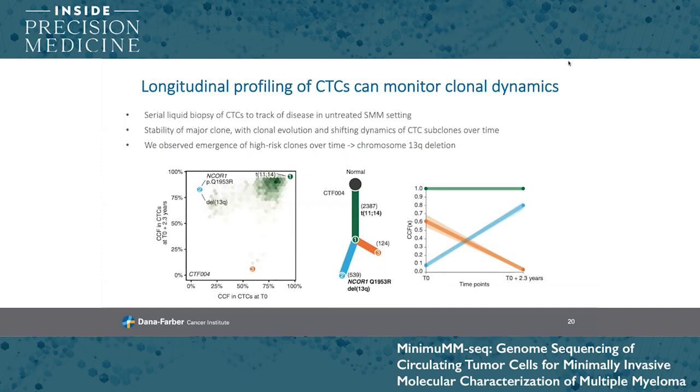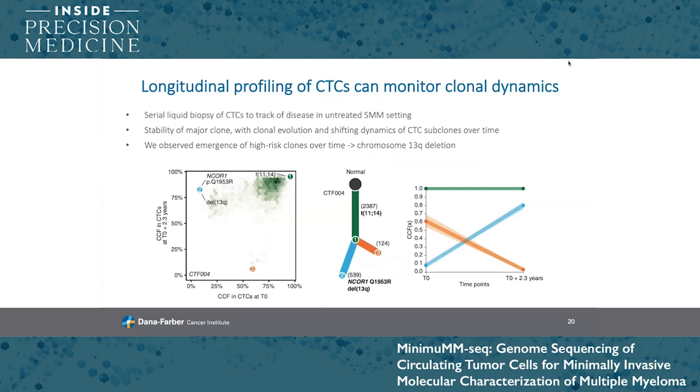Finally, we wanted to address the feasibility of serial liquid biopsy sampling and whether CTCs could track disease burden in untreated smoldering myeloma patients over longitudinal time. We analyzed 7 patients at 2 time points and found across all patients stability of the major clone with clonal evolution and clonal tiding of CTC subclones over time.